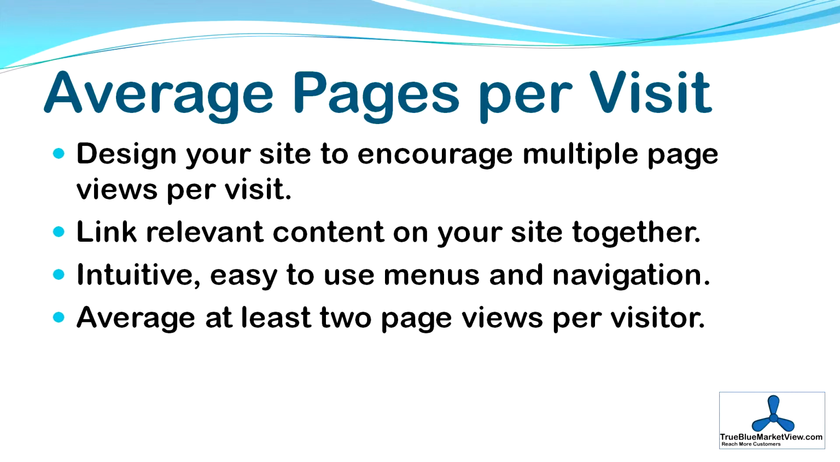Another element to on-page SEO or on-site SEO is the average pages viewed per visit. You want to design your site to encourage multiple page views per visit. And again, one of the ways to do this is to link relevant content on your site together. Have intuitive, easy to use menus and navigation. You want to average at least 2 page views per visitor. Increasing the number of page views per visit is yet another element that suggests to a search engine that your site contains a lot of information that people are actually interested in, and this is going to help increase the odds that your content gets ranked better in the organic search engine result page.